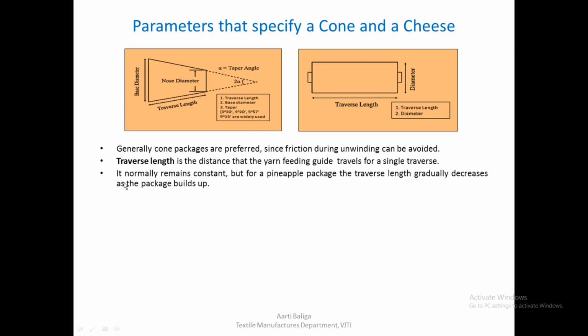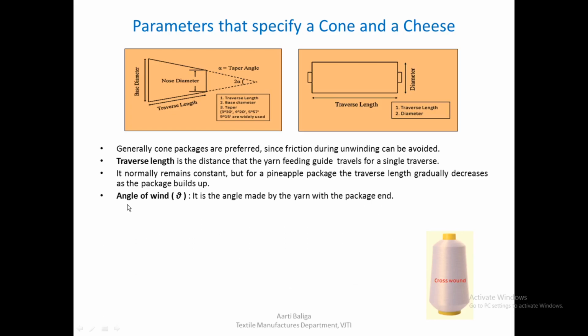Coming to the next point, it normally remains constant, but for a pineapple package, the traverse length gradually decreases as the package builds up. Normally the traverse length would be constant, whether it is a cone or a cheese. But in case of packages like this pineapple package, you see that the first layer is wound at a larger distance, and gradually the lift or the traverse length keeps on reducing as you come towards the full package. So this kind of package will not have a constant traverse length, and it gradually decreases as the package builds up.